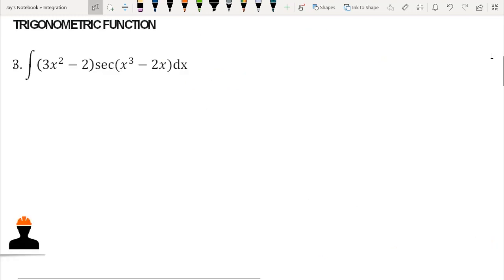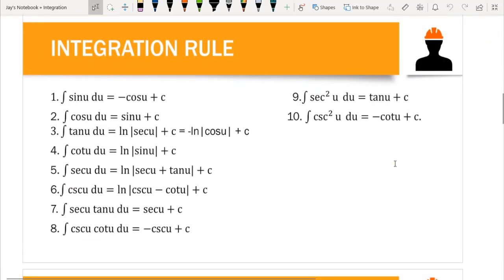We have next example, we have the integration of 3x squared minus 2, then secant of x cubed minus 2x dx. So this, we have trigonometric rule. So we have discussed all the trigonometric integration. So you have to remember all this integration rule for trigonometric functions, no? We have the integration of sine u du, that is this one, cosine u, and then until cosecant squared u du. So you make yourself familiarized with all this integration rule.